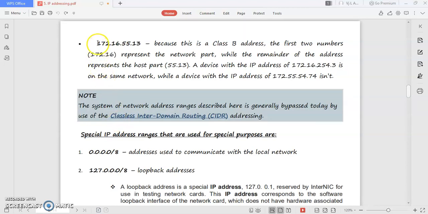So, let's say we have 172.16.55.13. This is a class B because we know that class A will end at 171, right?